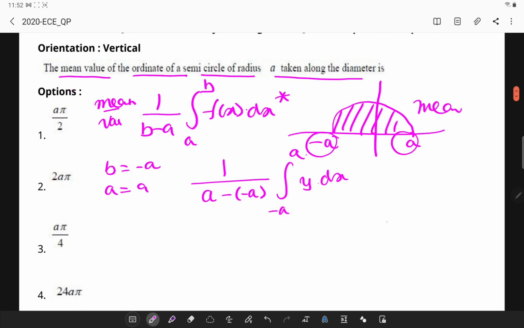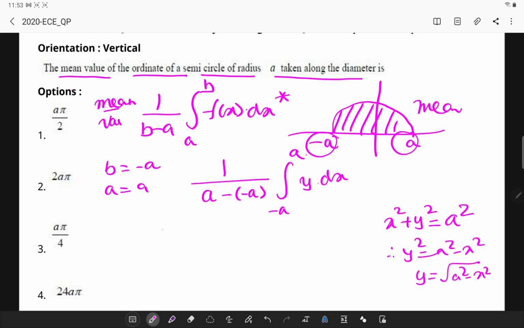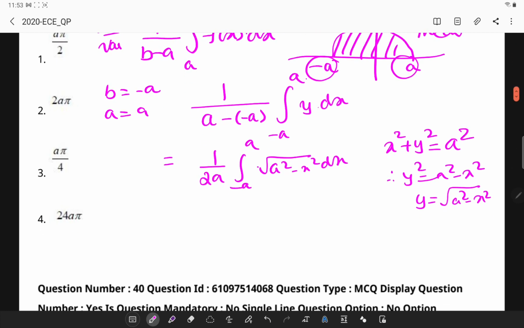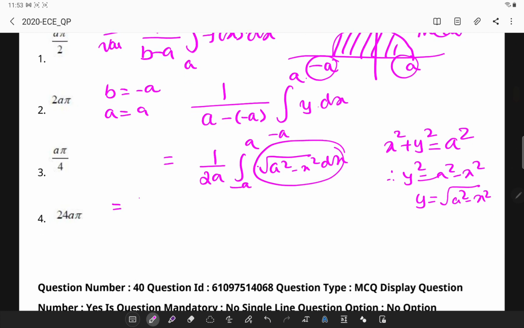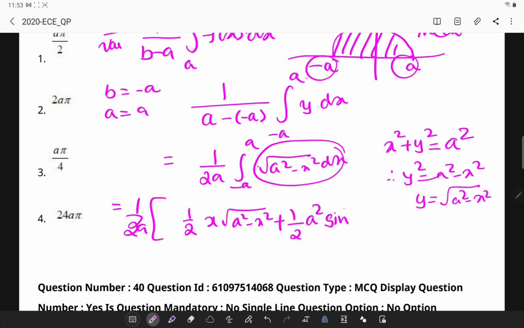Here b is a and a is minus a, because the integration is carried from minus a to a. So here it will be 1 by 2a integral minus a to a of y dx. But the equation of a circle is x square plus y square is equal to a square. Therefore y is equal to root over a square minus x square. So I can write it as 1 by 2a integral minus a to a root over a square minus x square dx. For this we have a direct formula, which is 1 by 2a into 1 by 2 into x root a square minus x square plus 1 by 2 into a square into sine inverse x by a, with the limits a and minus a.